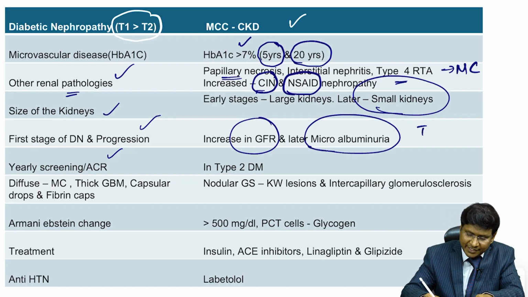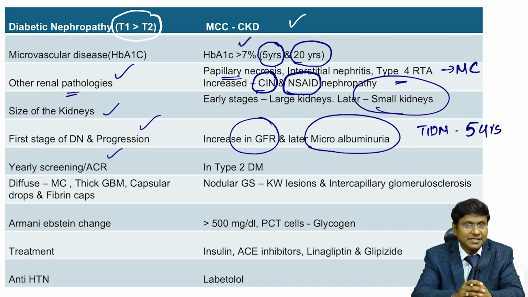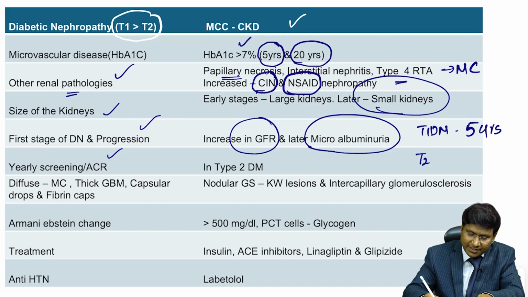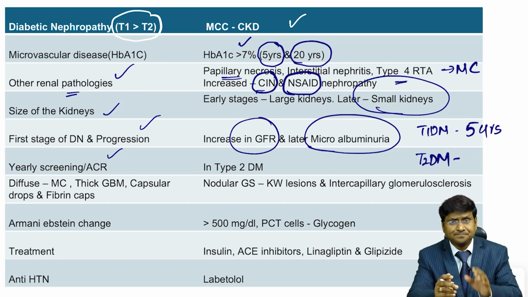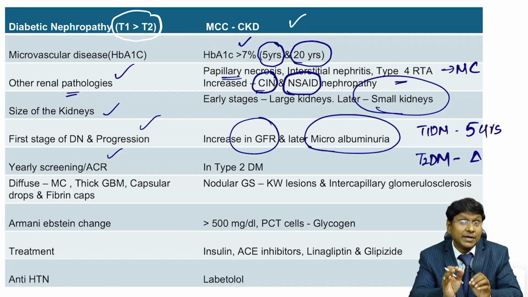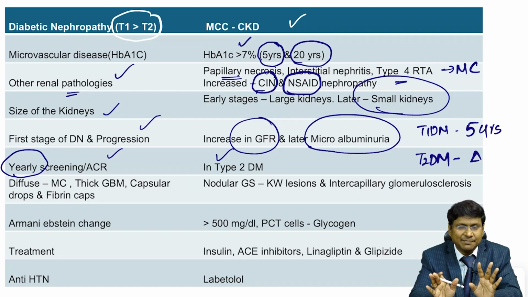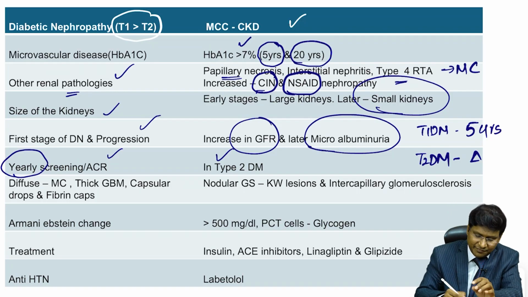So, in type 1 diabetic patients, you need to screen for microalbuminuria 5 years after diagnosis of type 1 diabetes mellitus, whereas in case of type 2 diabetes mellitus, you need to screen for diabetic nephropathy at the time of diagnosis itself, right? And at the time of diagnosis, if microalbuminuria is not there, then you need to do yearly screening of the albumin excretion in type 2 diabetics. Yearly screening should be done if microalbuminuria is not there at the time of diagnosis.